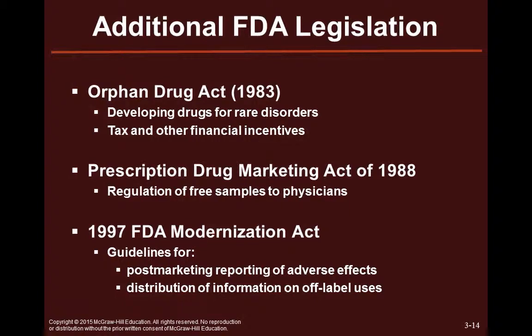And before that 1997 Modernization Act, drug companies were allowed to distribute information on that off-label use, or at least their behavior wasn't restricted. So after 1997, if it has not gone through the FDA approval process for that specific condition, then the pharmaceutical company can't distribute any information for that use, only the one that it was approved for.